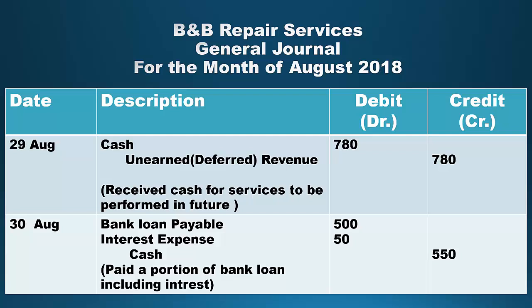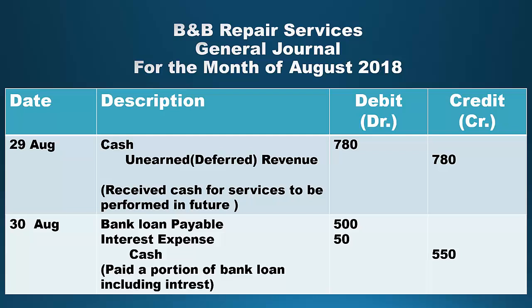Unearned revenue increases because the company has an obligation to perform the services in the future. Step 3. How do we record it? To record this, we debit cash for $780 to reflect the increase in money received. Credit unearned revenue for $780 to show the increase in the company's liability. The narrative for this entry is received cash from customers for services to be performed in the future.